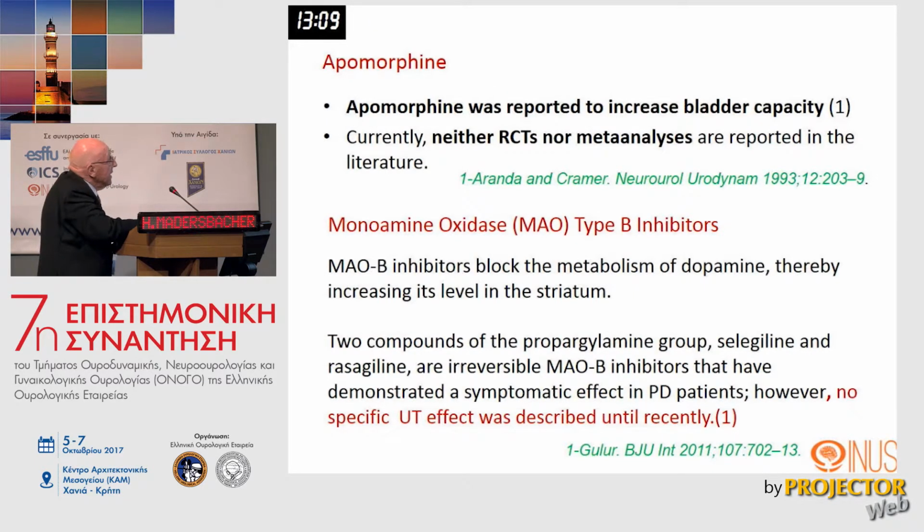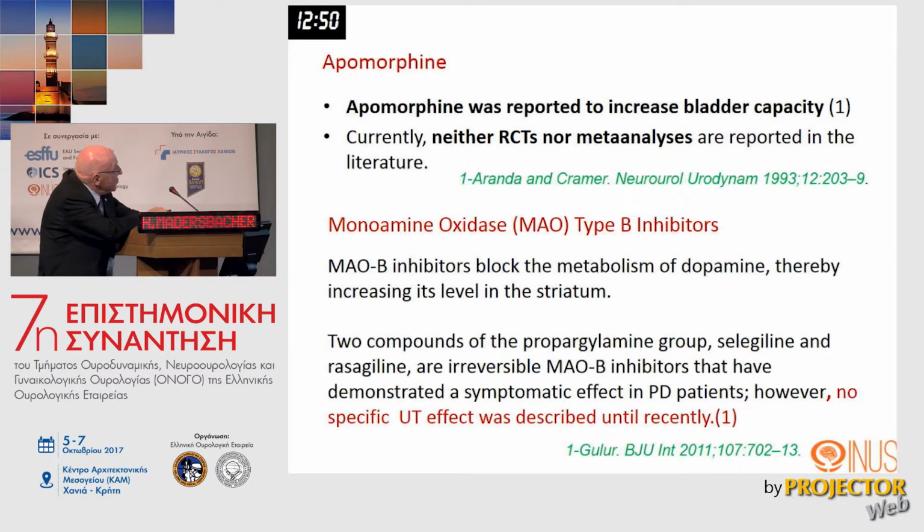Apomorphine: there are studies which show that it increases bladder capacity, which is a good thing, but on the other side it also decreases bladder contractility, and patients can run into chronic retention. But currently there are neither RCTs nor meta-analyses reported in the literature.